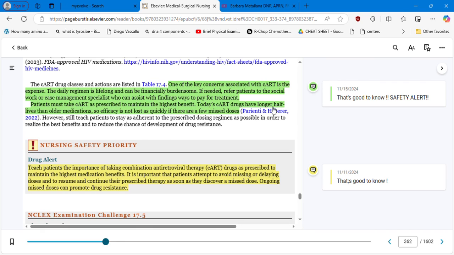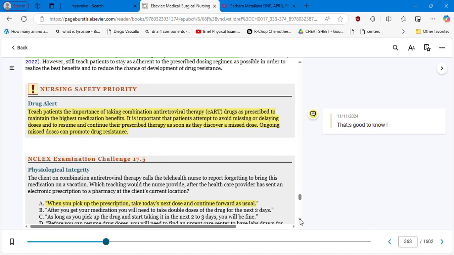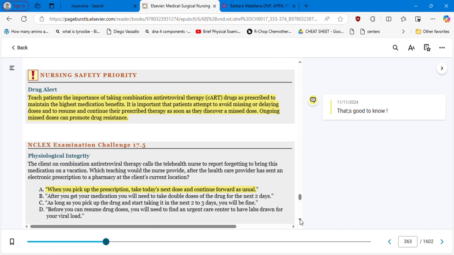Today's CART drugs have longer half-lives than other medications, so efficacy is not lost as quickly if they have a few missed doses. So the half-life is longer than before. Okay, one more nursing safety priority: teach patients the importance of taking the combination CART drugs as prescribed to maintain the highest medication benefits. It is important that patients attempt to avoid missing or delaying doses and to resume and continue their prescribed therapy as soon as they discover a missed dose. Ongoing missed doses can promote drug resistance. Okay, so that's good to know.